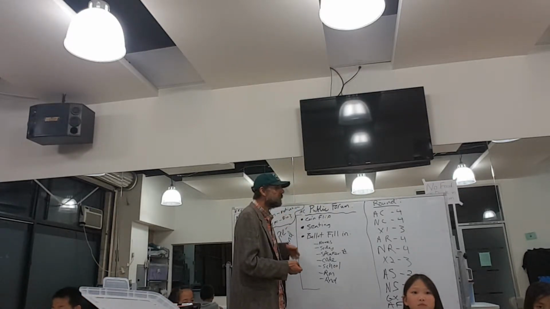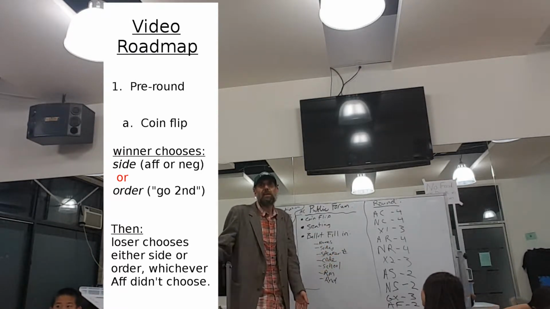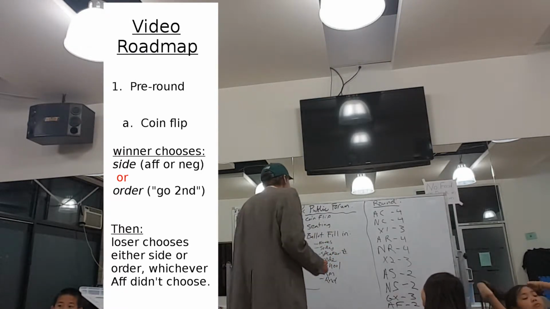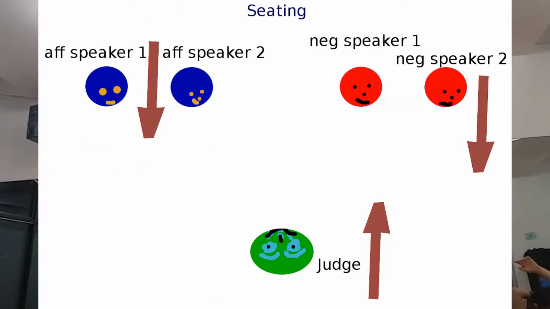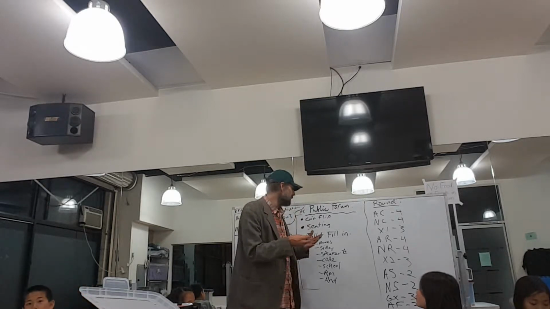Step 1, coin flip. This side chose app. This side chose to go second, so it's going to be app first, neg second. That means they're on the right side, the same side as the ballot. You're going to have the ballot turned this way. You're going to be sitting where the camera is, and you're going to see app on this side, neg on this side. So you want to arrange the students so that it's easiest for you to judge.